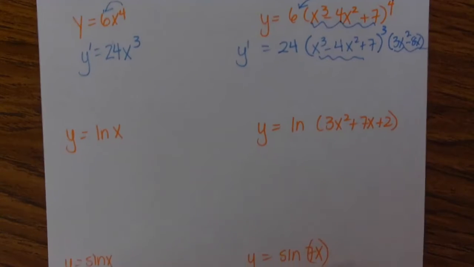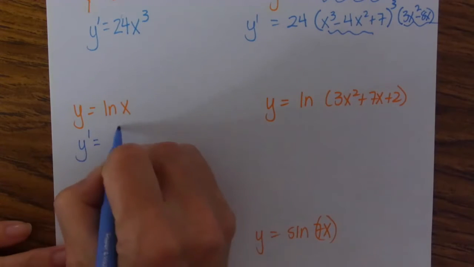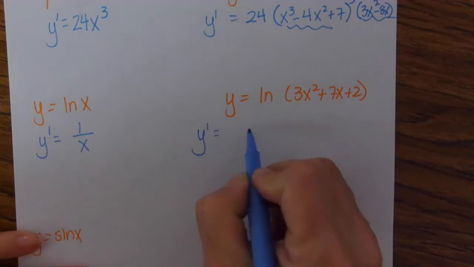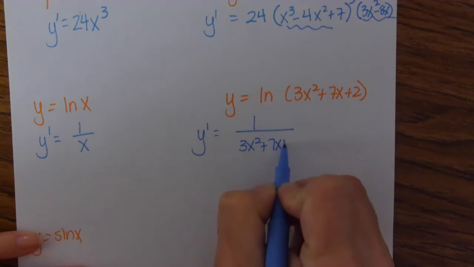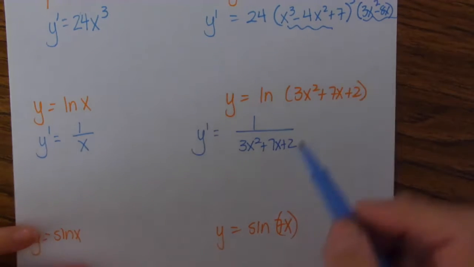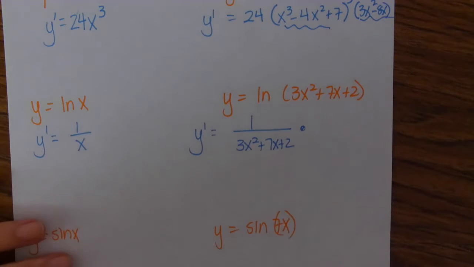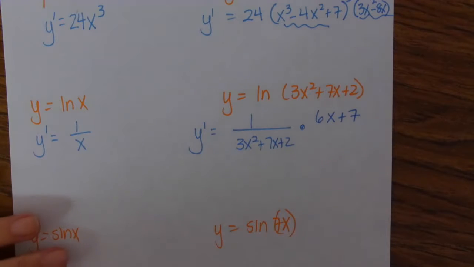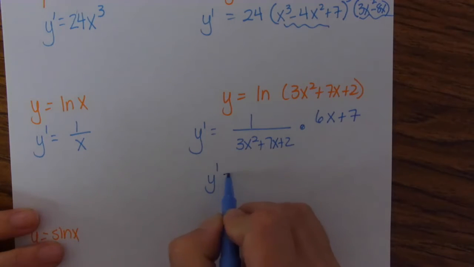Okay, so let's look at this. What's the derivative of ln x? 1 over x. So these are almost exactly the same. So the derivative is going to be 1 over x. Right? But now we have to multiply by the derivative of the bottom. And what's the derivative? 6x plus 7. And of course, this is 1 over, so it's just 1 times that, so you would finish that up.